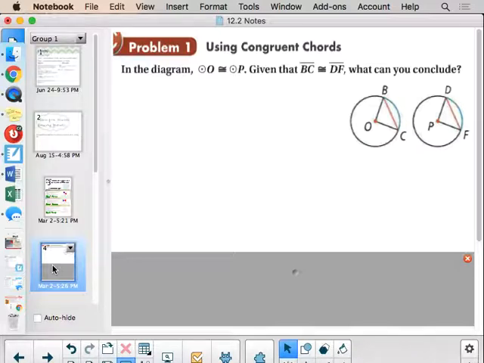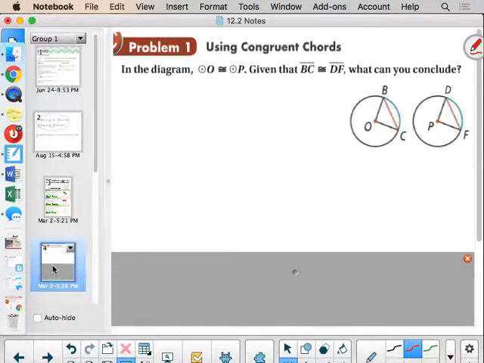So in this diagram, what I have been given is that circle O is congruent to circle P. I've also been given that segment BC is congruent to segment DF. So the question is, what can you conclude? Last year, let's see, how many did we come up with? Last year, we came up with more than 5 different things we could for sure conclude, and the list kind of goes on forever and ever. So let's just see what we can come up with.